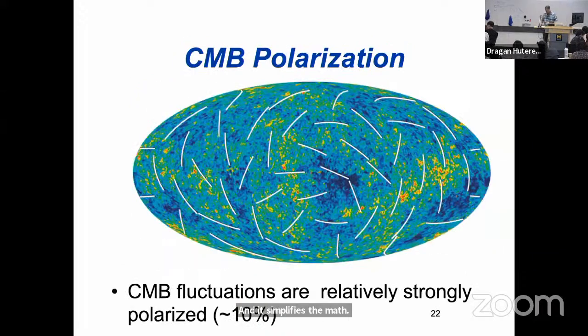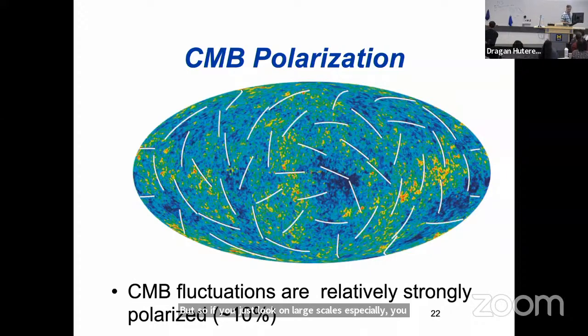So those are Fourier modes versus spherical harmonics. So let's keep going. So the CMB is also polarized. So this is a WMAP polarization map. If you just look on large scales, especially, you can see there are some polarization vectors.